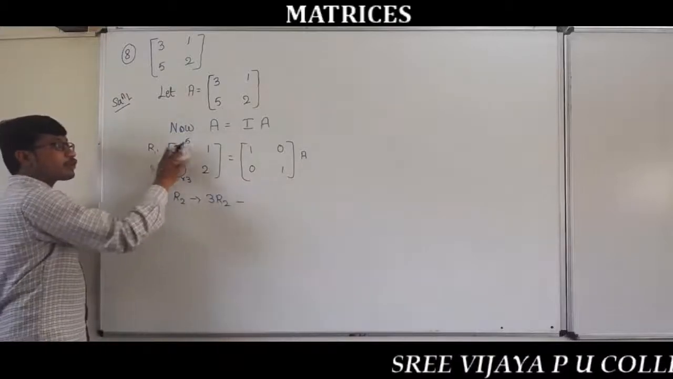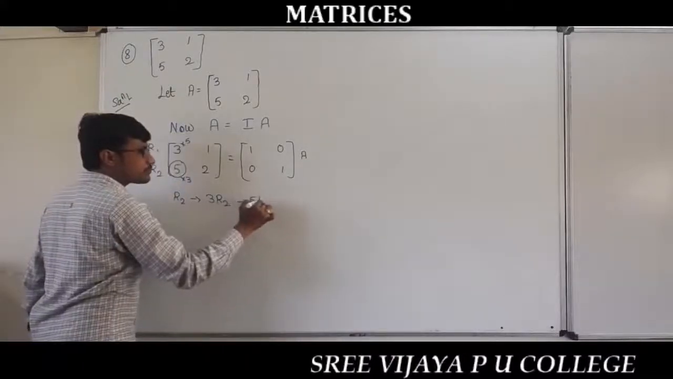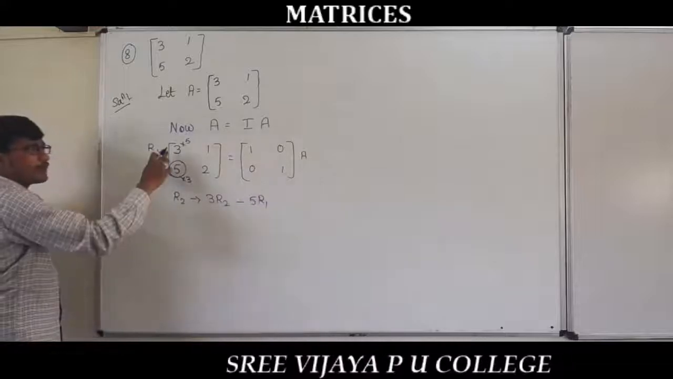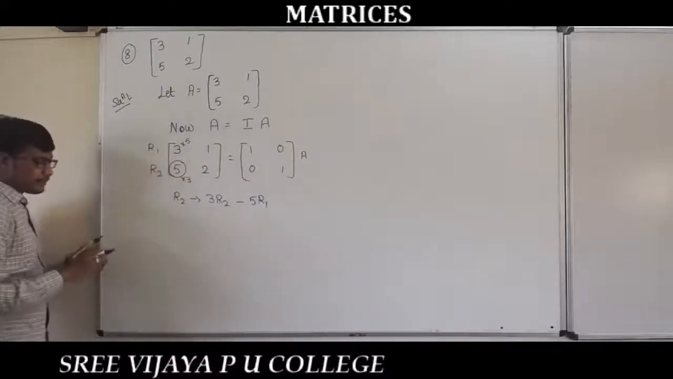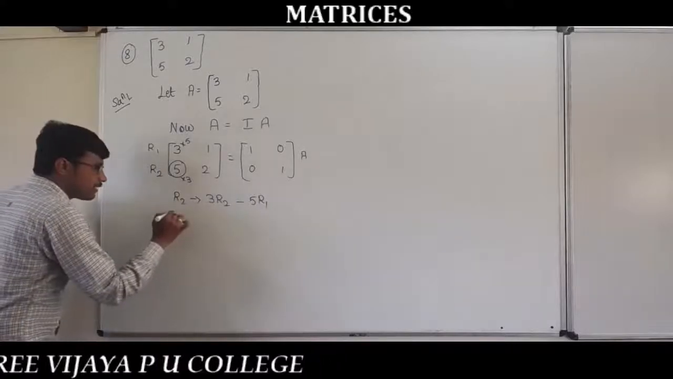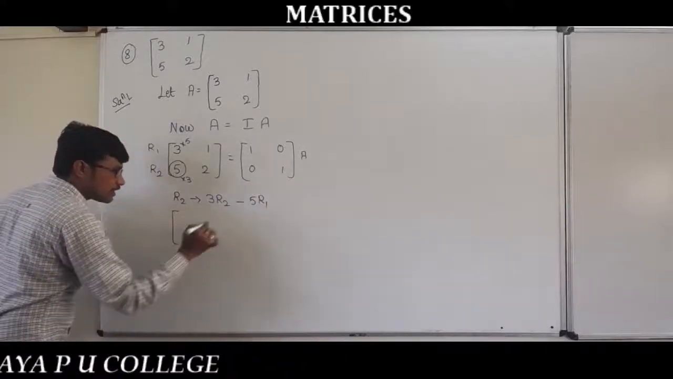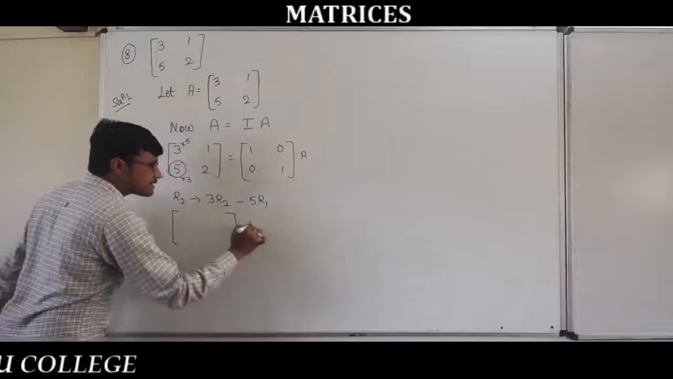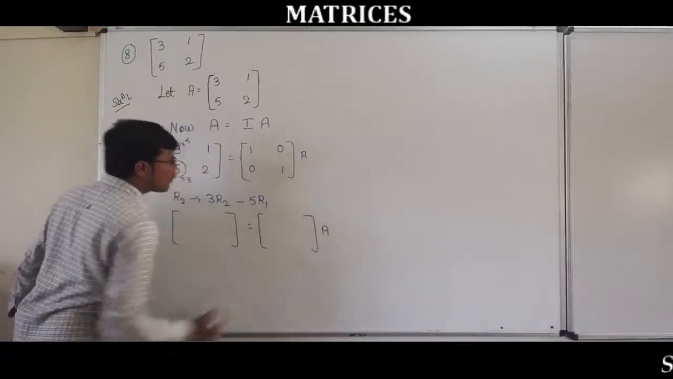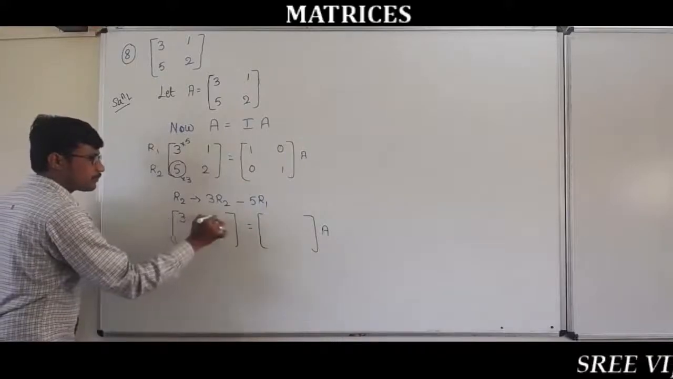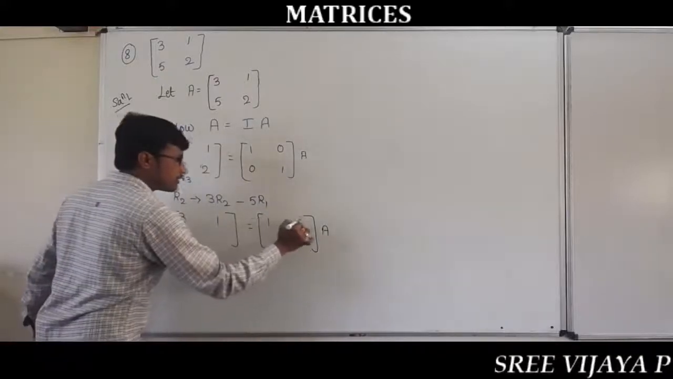In the element of R1, you can multiply with 5. That is 5 times of R1. Or normally, 3 into R2, 3 R2 minus 5 into R1, 5 R1. It is the same elementary operation. And R2 will change, R1 will be as it is. So first, write down that R1: 3, 1, 1, 0.